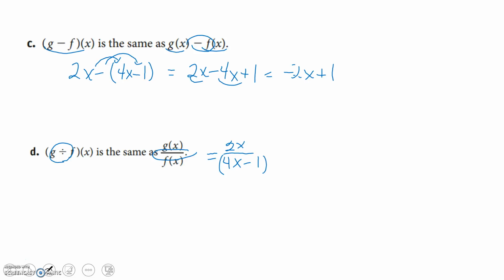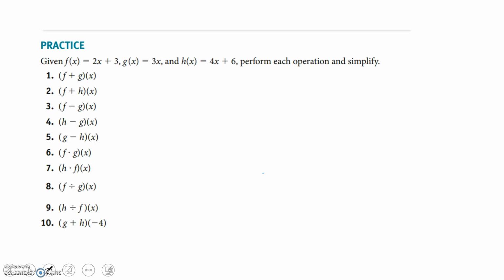You can go back and rewatch it, and then when you are done with that, you are going to work these problems. And as you see on your practice problems, they gave you three different functions. They gave you an f of x, which is 2x plus 3, a g of x, which is 3x, and they brought a third one in, an h of x, which is 4x plus 6. So as you perform each operation, double check and make sure that you are using the function that they are asking you to use in each operation. All right, these should be done by the end of class.